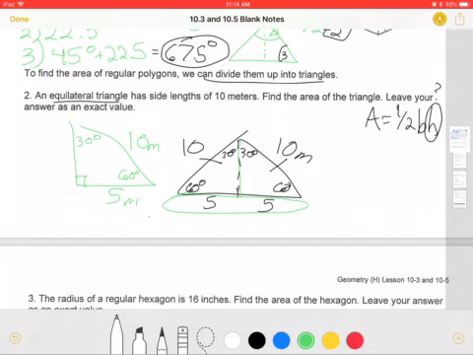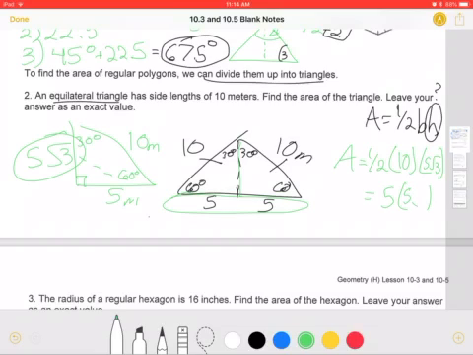Recall from special right triangles that across from 60 degrees is our smallest side times √3. So boom, we've got our height now. So now if we take this back, going for our area, this is going to be 1/2 times our base of 10 times our height of 5√3. Getting us half of 10, which is 5, times 5√3. So this would be an area of 25√3 meters squared.